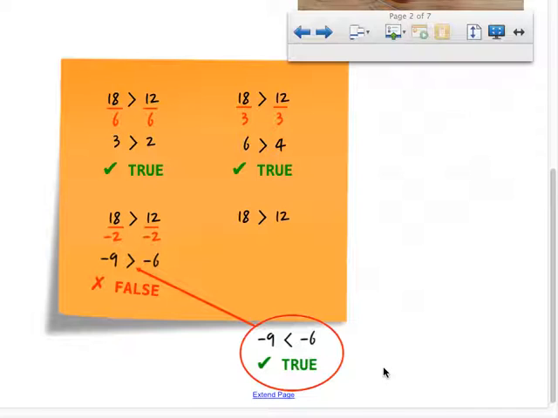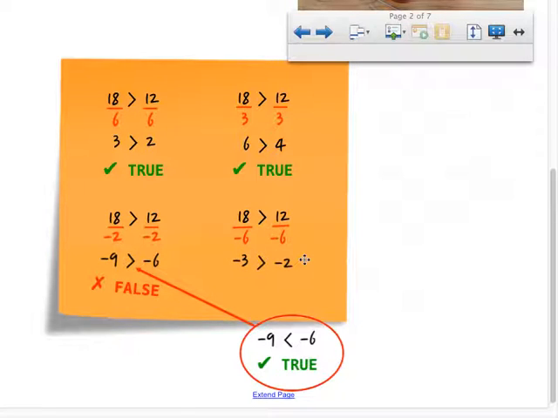Okay. Remember I told you there's one thing different about inequalities than solving equations? This is the one thing. I divided by a negative, so I had to change the direction of my inequality. Now, if I divide both sides of this inequality by negative 6, what do I get back?